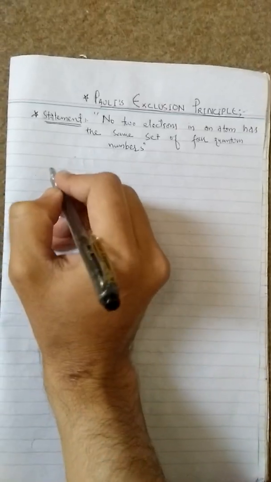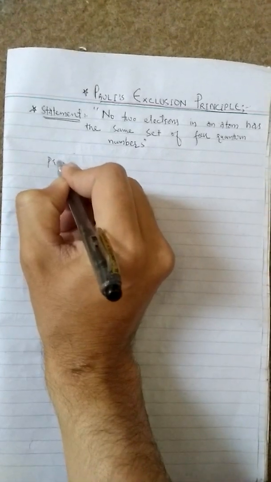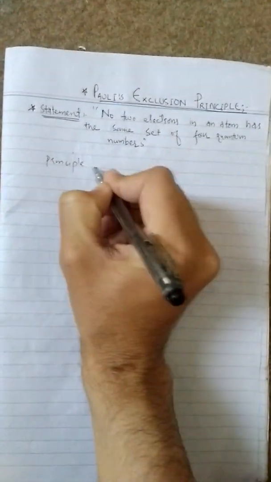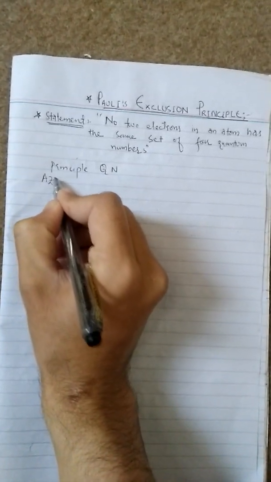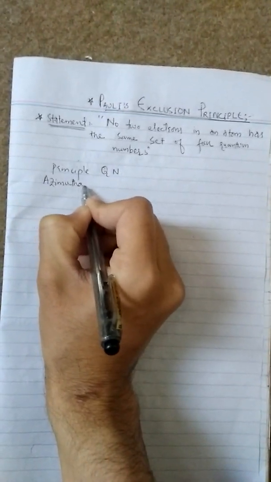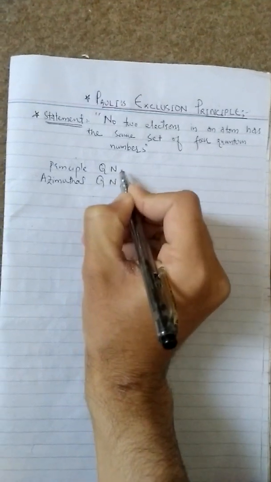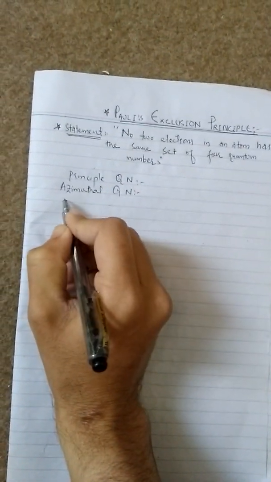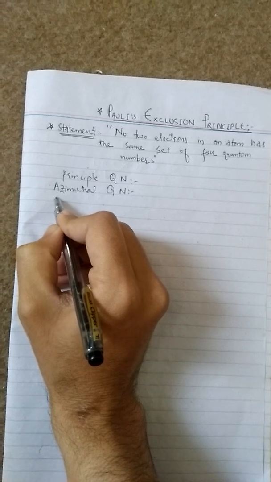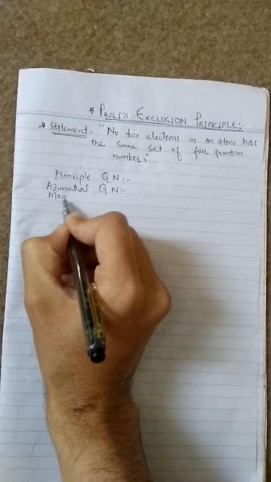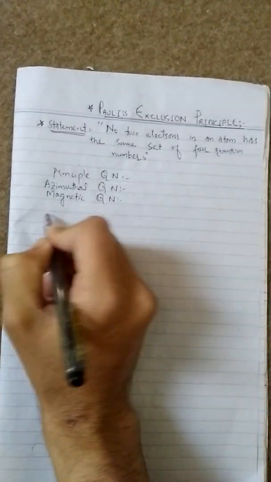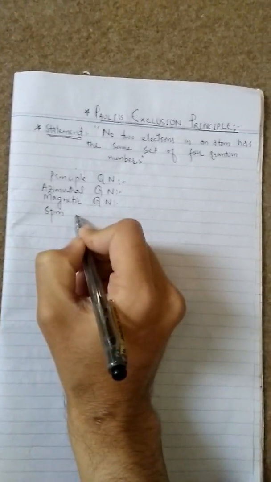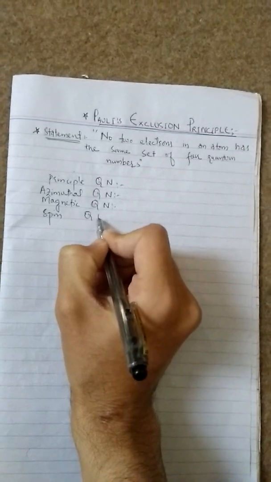One is the principal quantum number. One is the azimuthal quantum number. Magnetic quantum number. And spin quantum number.